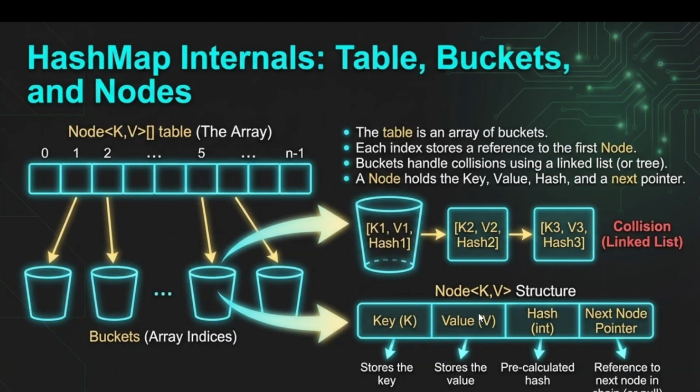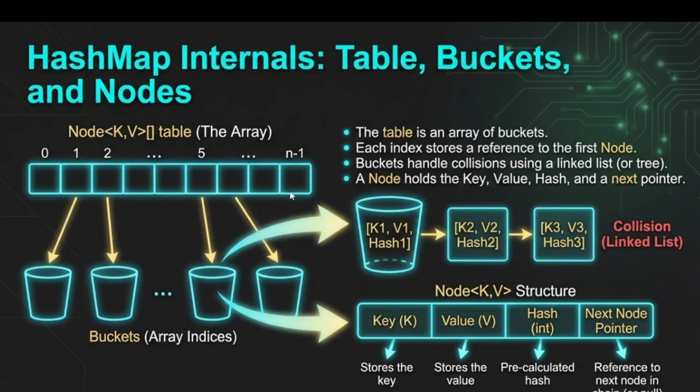First we'll see what HashMap internals are: table, buckets and nodes. These are the terminologies we should know. What is a table? The table is nothing but an array that will be created. An array of 16 nodes will be created, indexed 0 to n minus 1. As of now, the initial capacity is 16, so 16 nodes will be created.